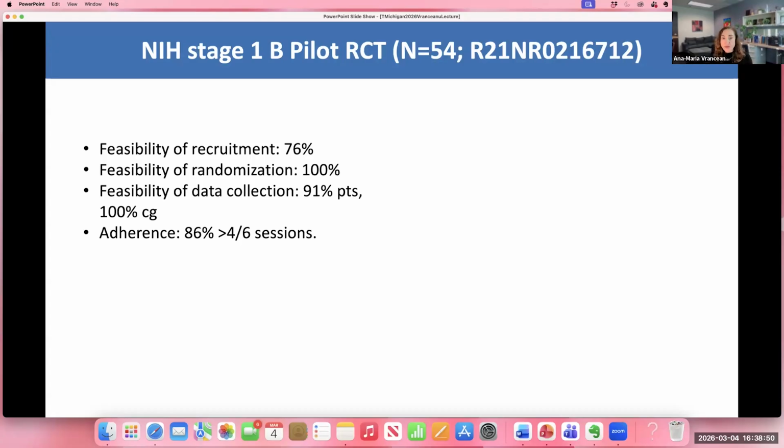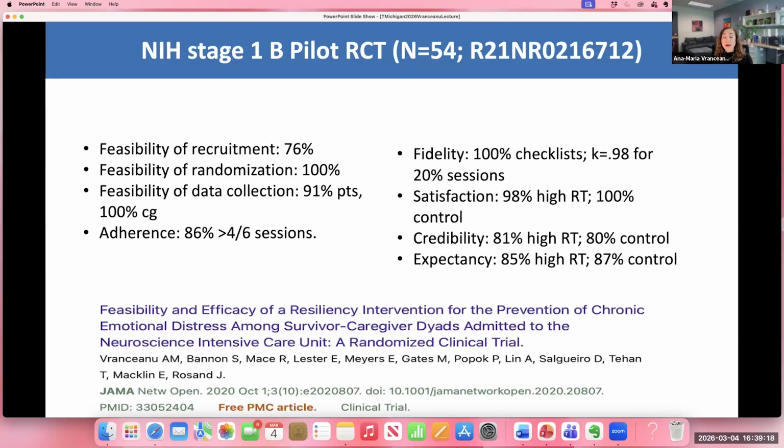So we had great feasibility of randomization. Patients were randomized now to recovering together or to an attention placebo control. We chose a very rigorous high-level control where people were getting the same number of sessions, the same length of session, except those in the control condition were getting just education, while those in recovering together were getting some education and skills as well. Fidelity again was really good. Satisfaction was high. Credibility, expectancy, just everything was much higher this time.